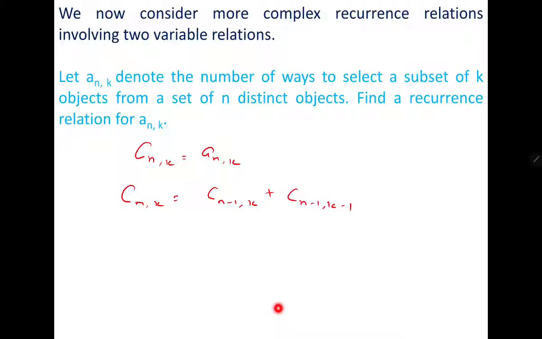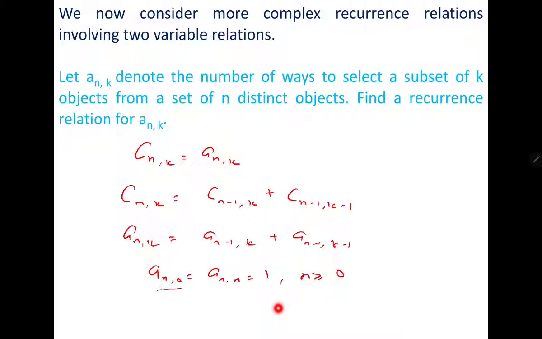How did we do it? When we have to select a subset of k objects, or form a committee with k people out of n people, we say that either a person p is in the committee or is not in the committee, and based on these two cases we got C(n,k) as C(n-1,k) + C(n-1,k-1), which can be written as a(n,k) = a(n-1,k) + a(n-1,k-1). And we know that C(n,0) is equal to 1, so a(n,0) = 1, and C(n,n) is equal to 1 for n greater than or equal to 0.